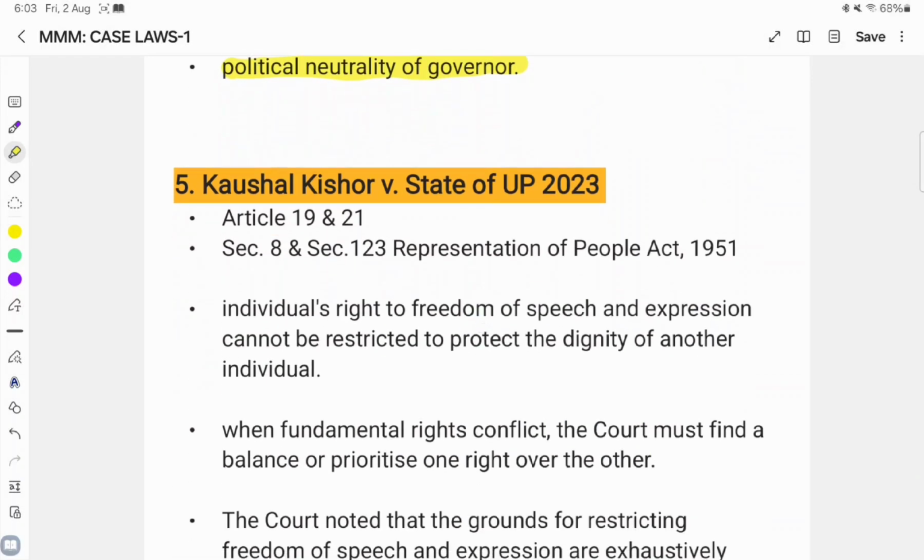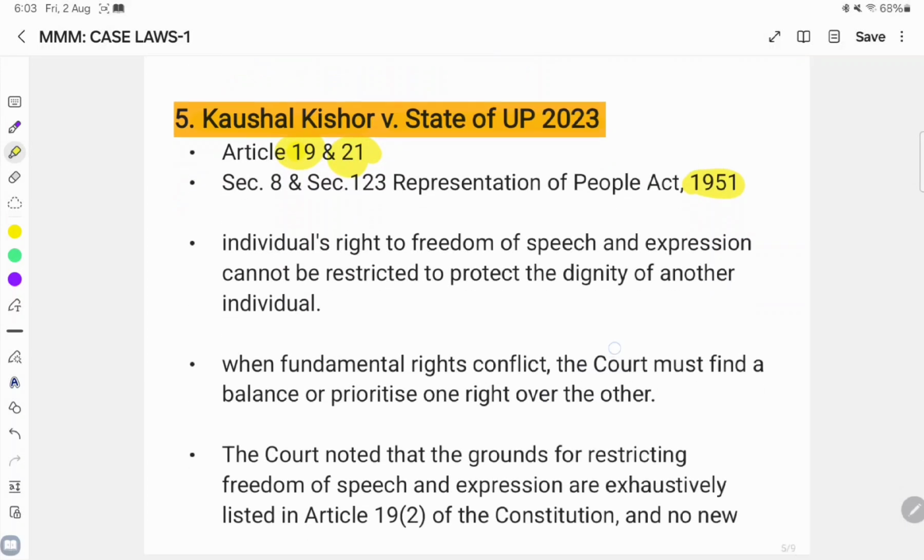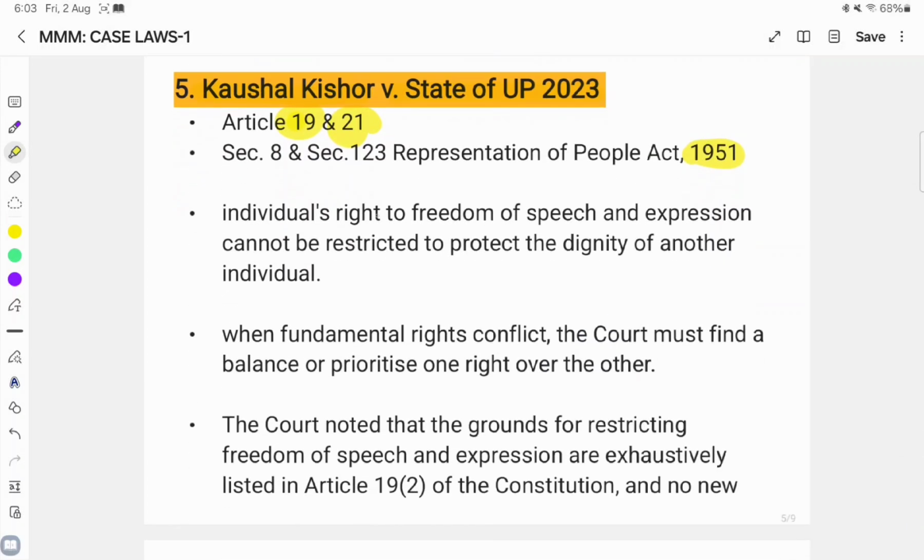Then the next case that comes is Kaushal Kishore versus State of Uttar Pradesh. It talks about what our stand should be wherever there is a conflict between two fundamental rights. Here articles like Article 19 and 21 are involved, as well as the Representation of the People Act of 1951. Here the Supreme Court has held that an individual's right to freedom of speech and expression protected under Article 19 cannot be restricted to protect the dignity of another individual under Article 21.